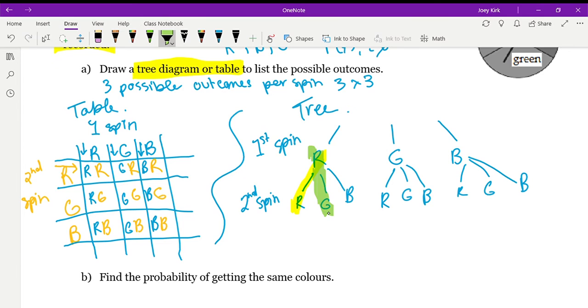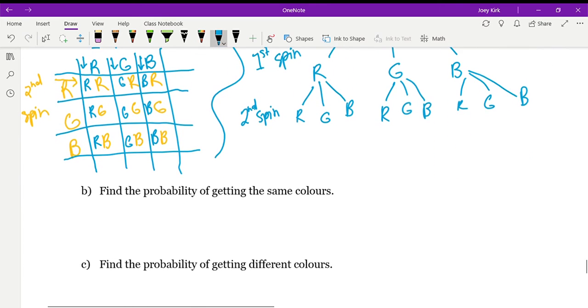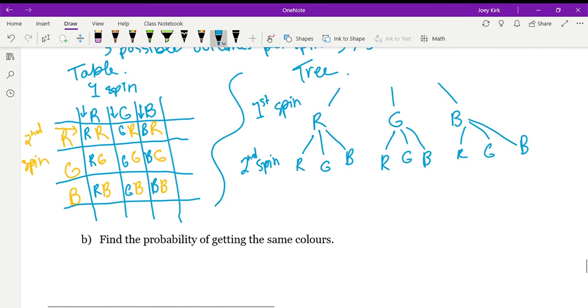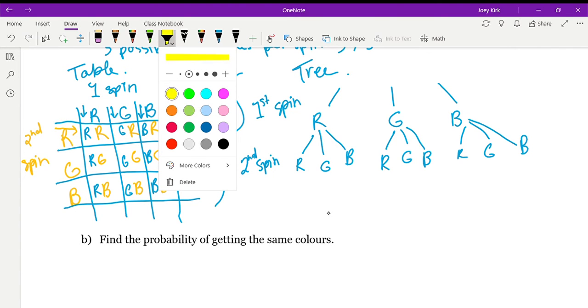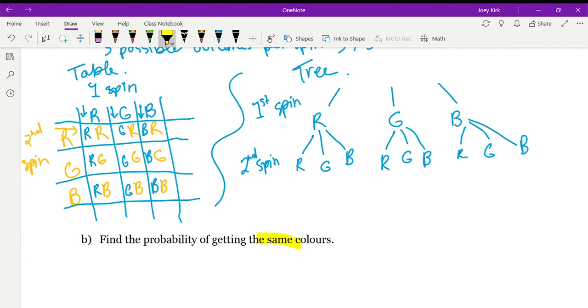Now I'm going to erase this because they're actually going to ask for a specific probability they want us to find. Okay, so in part B, and I'm going to try and keep the tree up as well, it says, find the probability of getting the same colors. Okay, so we're going to go back to our tree diagram or our table, and we're going to find, remember what we're looking for, which is the probability.